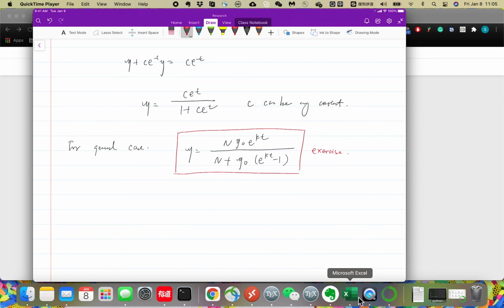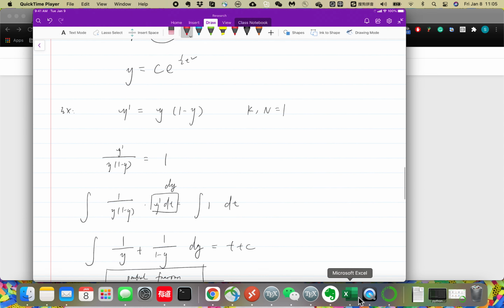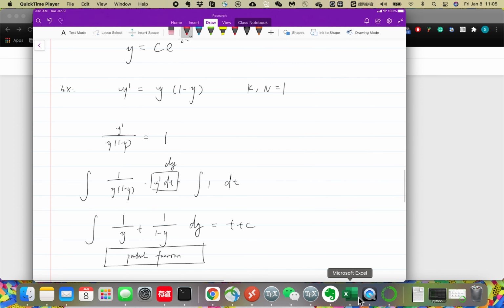All right. I think that's enough examples for separable equations. So the principle is move everything with respect to y on one side, everything with respect to t on the other side. Take the antiderivative on both sides with respect to t, but then y prime dt gives you dy, so you can do the integration separately regarding different variables.